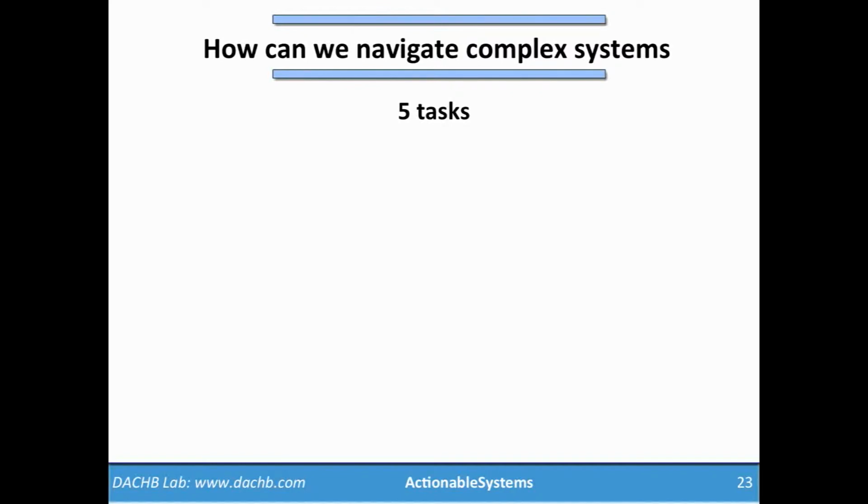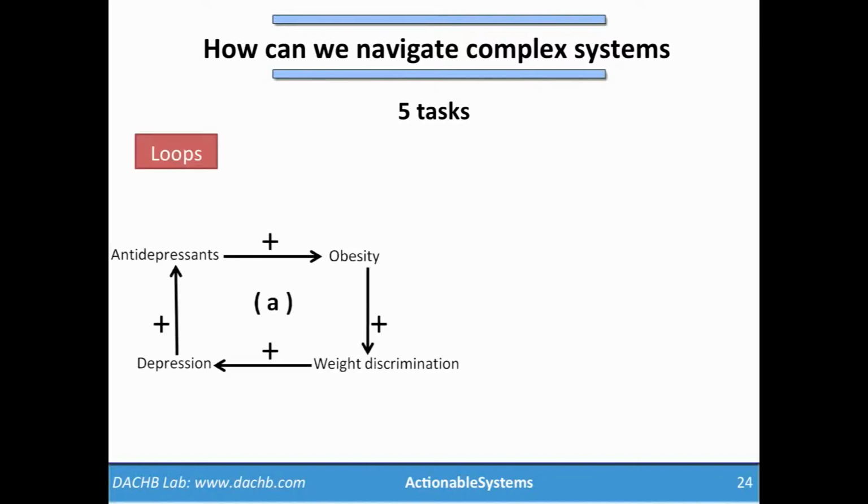We've identified 5 tasks that a software should support so that you can really make sense of a network of many interacting factors. These 5 tasks were chosen because they are key concepts in systems thinking or because of the results from experimental studies. The first task is to be able to see the loops.